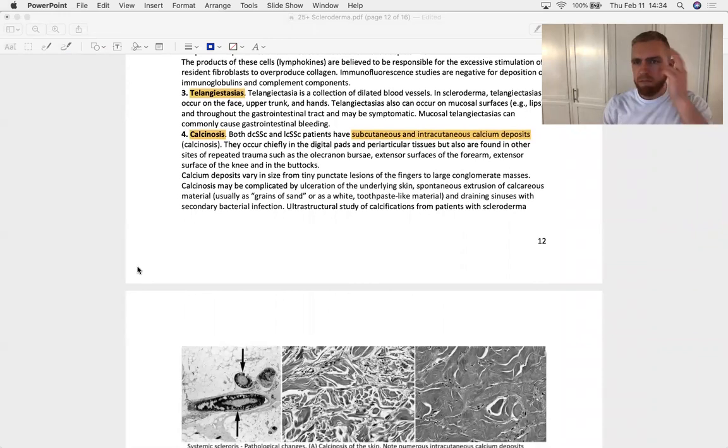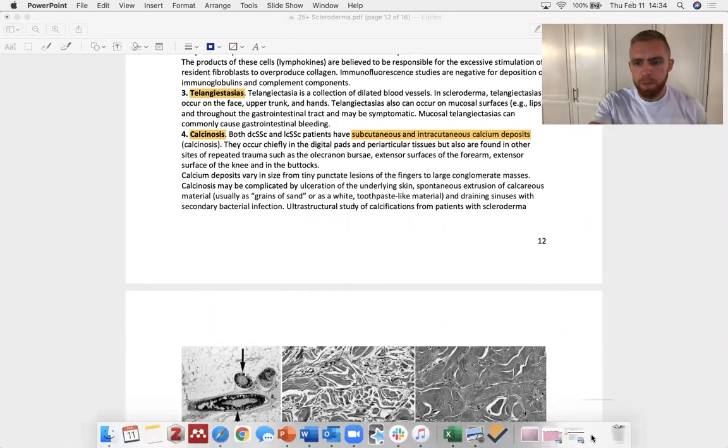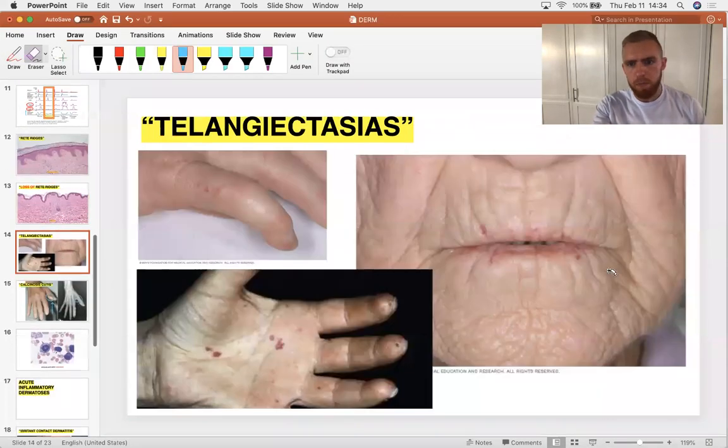Telangiectasias, we mentioned that. Face, hands, mucous membrane, can be lips. Here's some photos. They can be very, very small. You've got to be attentive to detail to pick up on these.